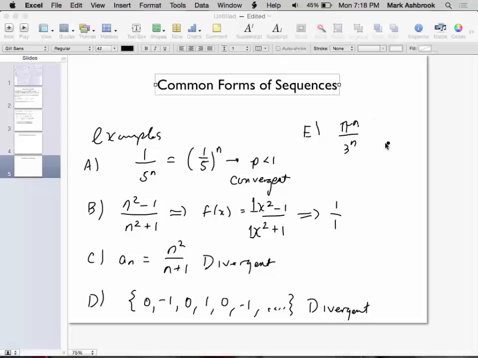And this one? This is the same as pi over 3 to the n. P is greater than 1. That's a little bit greater than 1. Divergent. Could you also say like pi is greater than 3, like the base? Yeah, but this is stronger, right? This is applying what we talked about, right? This is the same as pi over 3 to the n, where that's greater than 1. So it's divergent.